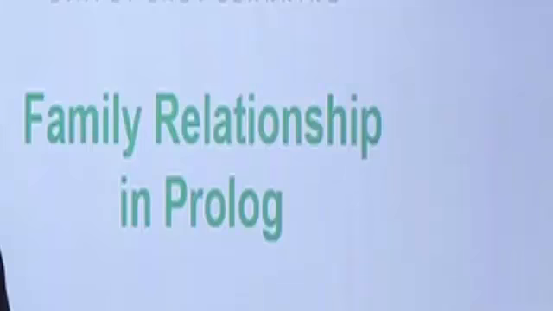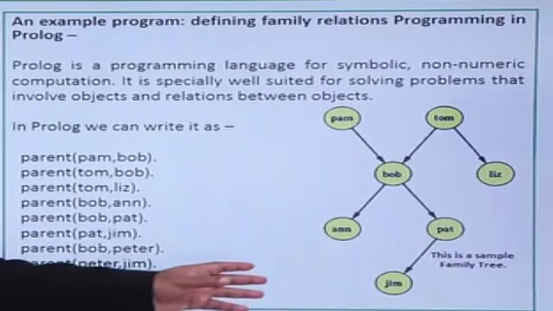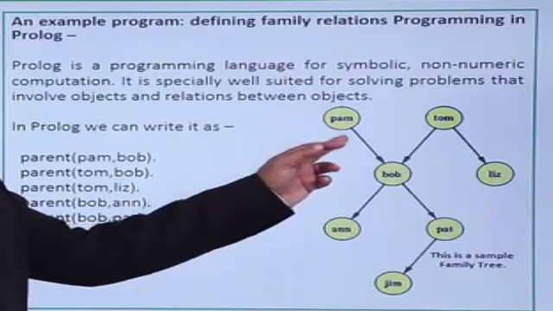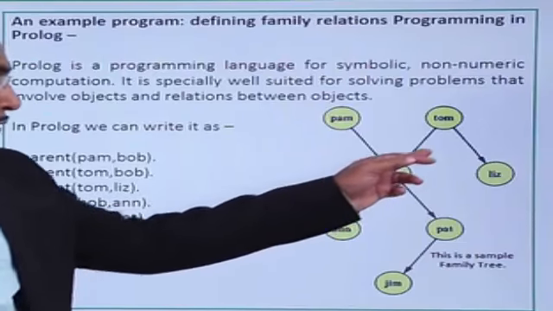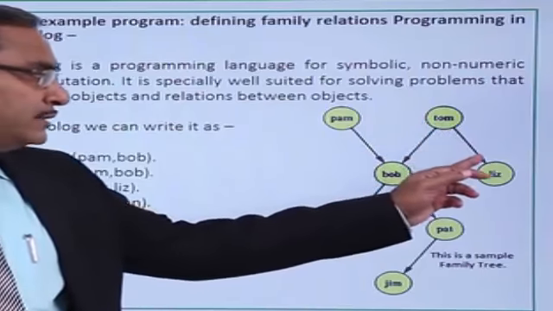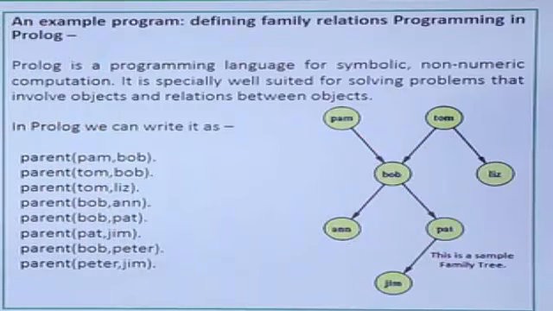In this video, we are going to show you how family relationships can be expressed in the Prolog language. Here we have one family tree. Pam is the parent of Bob, Tom is the parent of Bob, and Tom also has another child, Liz. So this is our family relationship tree.